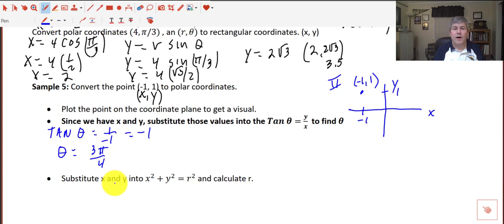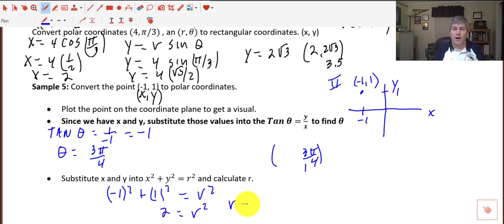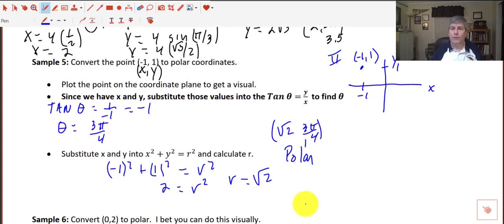So now we just need to find the r value. We have our theta, so we've got half of our ordered pair: 3 pi over 4. Substituting our x and y values in, we get -1 squared plus 1 squared equals r squared. 1 plus 1 is 2, which is equal to r squared. So we get r is equal to the square root of 2. We have our polar version: square root of 2, 3 pi over 4. And that should make sense to us.